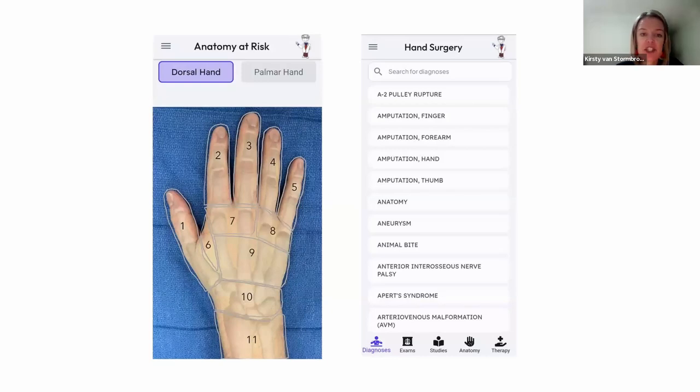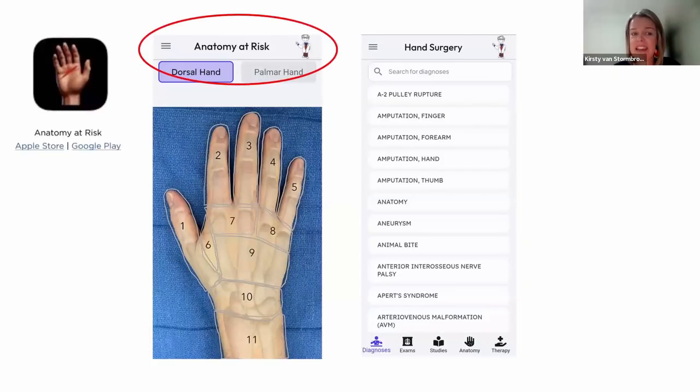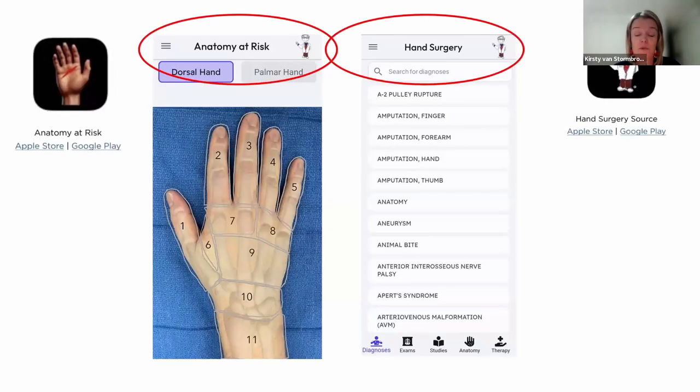Just a sharing of a resource. There are two very useful applications available that help us in managing acute hand injuries. Firstly, the Anatomy at Risk application helps you identify what potential structures in the hand may be injured. And then the Hand Surgery Source covers a very broad range of hand diagnoses, the examinations that one needs to conduct, the involved anatomy, and therapy for those particular conditions. So if you're working with acute hand injuries, those are very valuable things to have on your phone. So have a look at those.